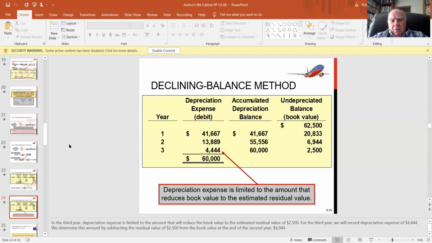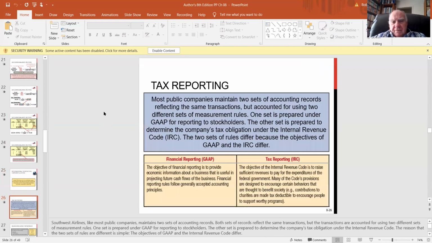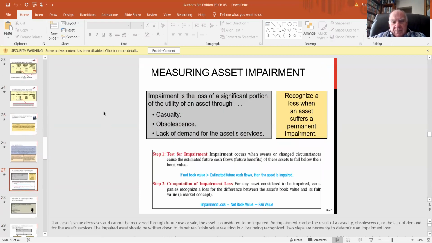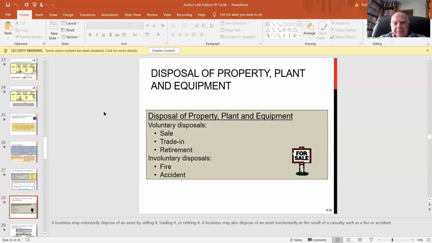And yes, you are really front loading a lot of the depreciation expense in the first year or two of the asset. And that's one reason companies might choose it, to come up with a nice tax deduction immediately and make their financial statements look that much better. Remember, depreciation expense is limited to the amount that reduces book value to the residual value. International perspective, tax reporting, impairment of an asset. We'll get into that a little bit later here.